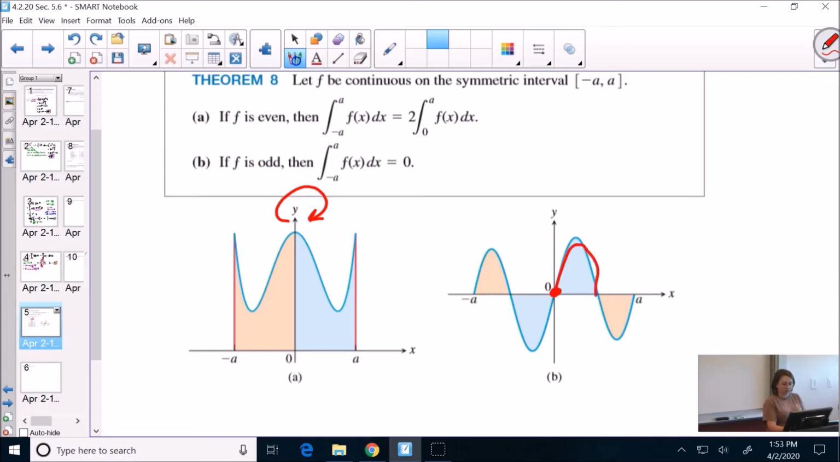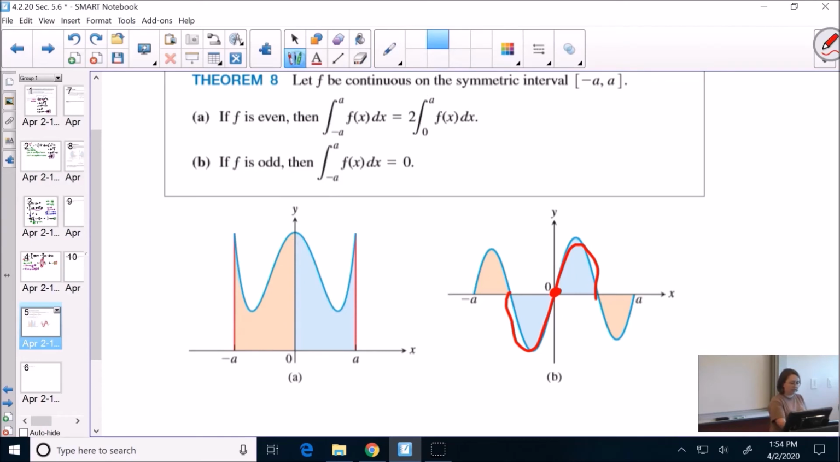Or, you see here that these two are opposites. They're diagonal across the origin. Another way to kind of see it. Alright, so if f is even, you have this scenario here where the two sides of our picture are going to be the same area. So what you can do is, instead of integrating the entire interval, just integrate from 0 to one side. And then double it.